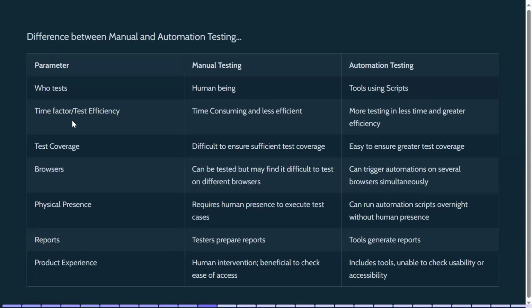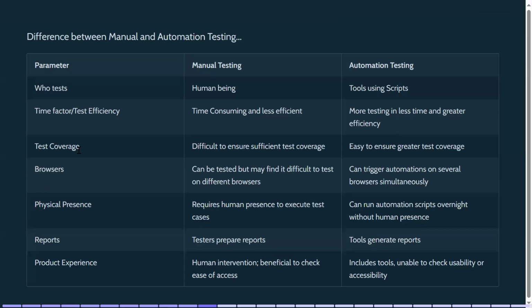Moving to the next parameter, time factor and time efficiency. Here, manual testing is definitely time consuming and less efficient because we are human beings. There might be a chance to skip some functionalities. But from the automation point of view, we give all the functionalities in Excel or some document, so it is driven from that. So there is no way to miss the functionality, and it performs more testing in less time.